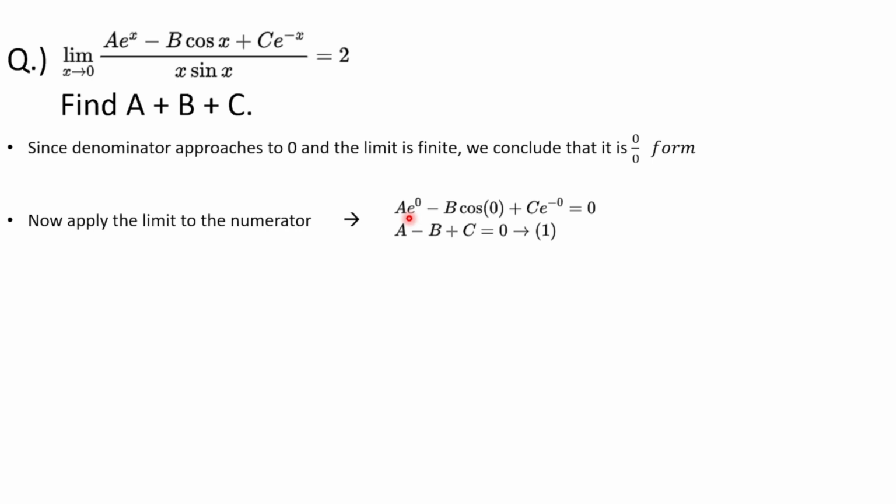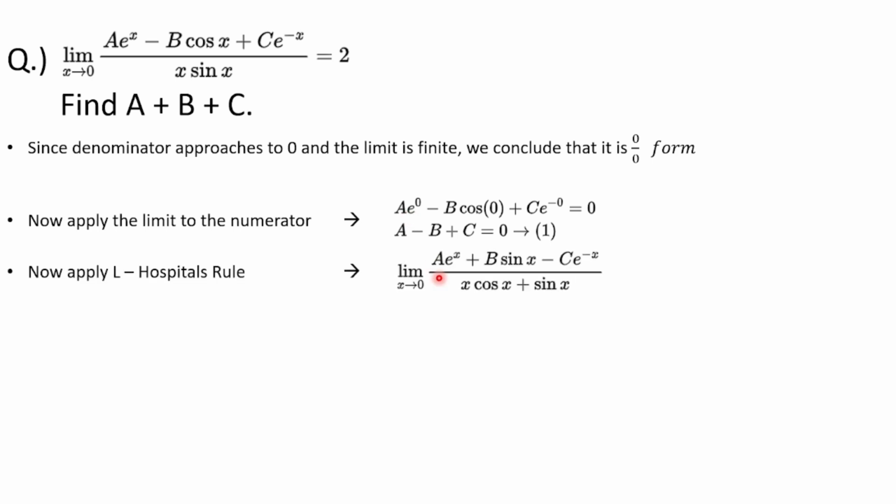Next, we will apply the L'Hospital's rule, since it is in the 0 by 0 form. We will get limit x tends to 0, a e power x plus b sin x minus c into e power minus x divided by x into cos x plus sin x. Now, the denominator again approaches 0. We conclude that it is also in the 0 by 0 form, since the value of the limit is finite. Now, let us apply the limit to the numerator.